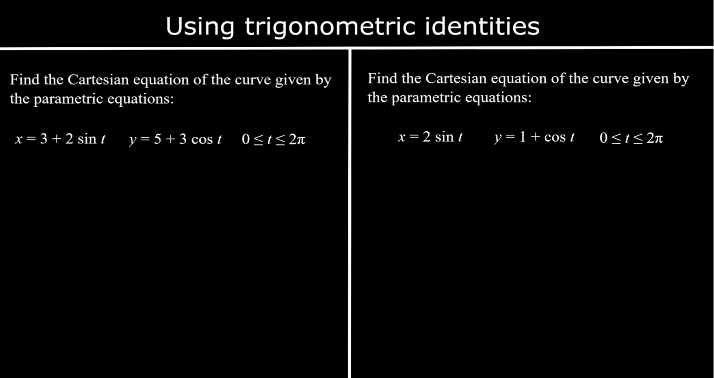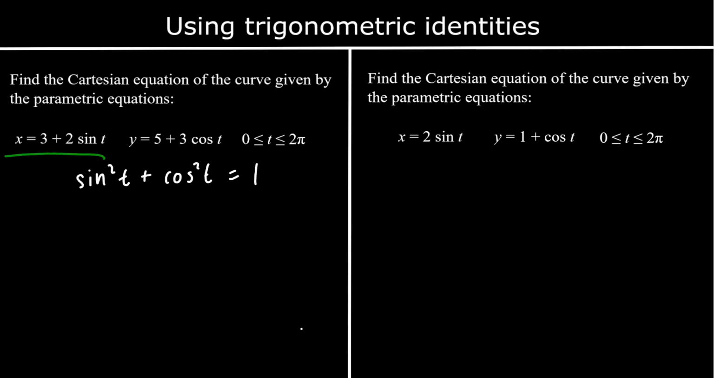We can use trigonometric identities to convert parametric equations into Cartesian equations. In this question, we have x equals 3 plus 2 sine t and y equals 5 plus 3 cos t. We've got sine and cos, so the identity we're going to be using is sine squared t plus cos squared t equals 1. So all we have to do is rearrange our x equation to make sine t the subject, rearrange our y equation to make cos t the subject, and then substitute them in to our identity.